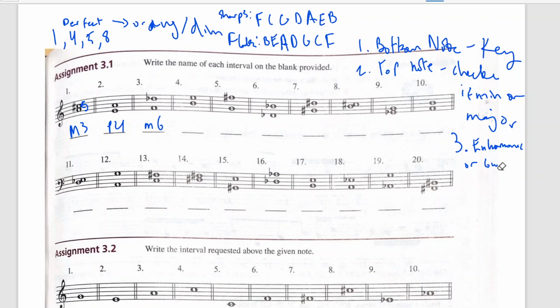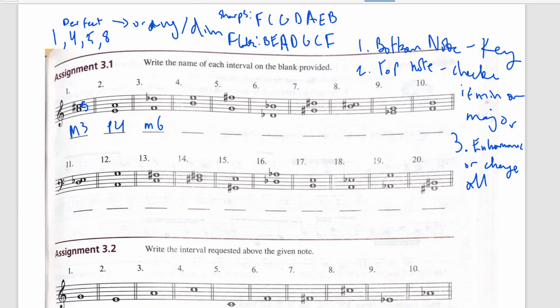It's going to be enharmonic or change all, right? But anyways, let's go. So I'm going to speed run through 4 through 20 now because it should be easy. B major or B minor, we know that it's a perfect interval or augmented or diminished, but we know it's one of those three because it's a 4.